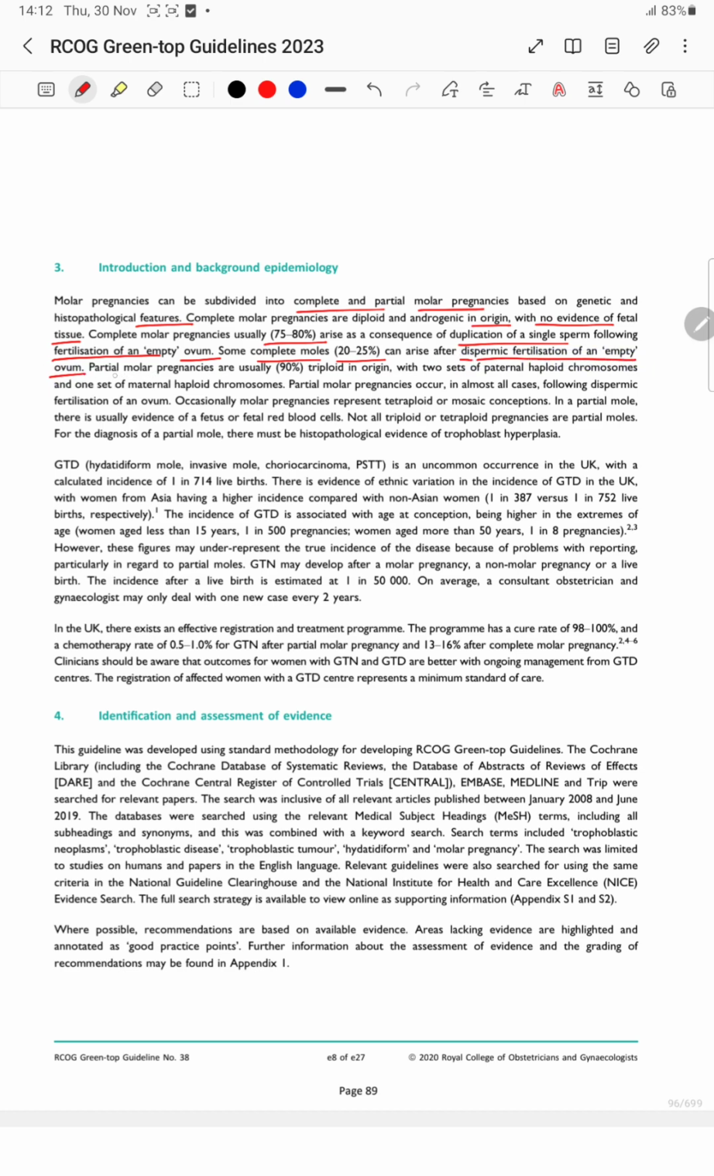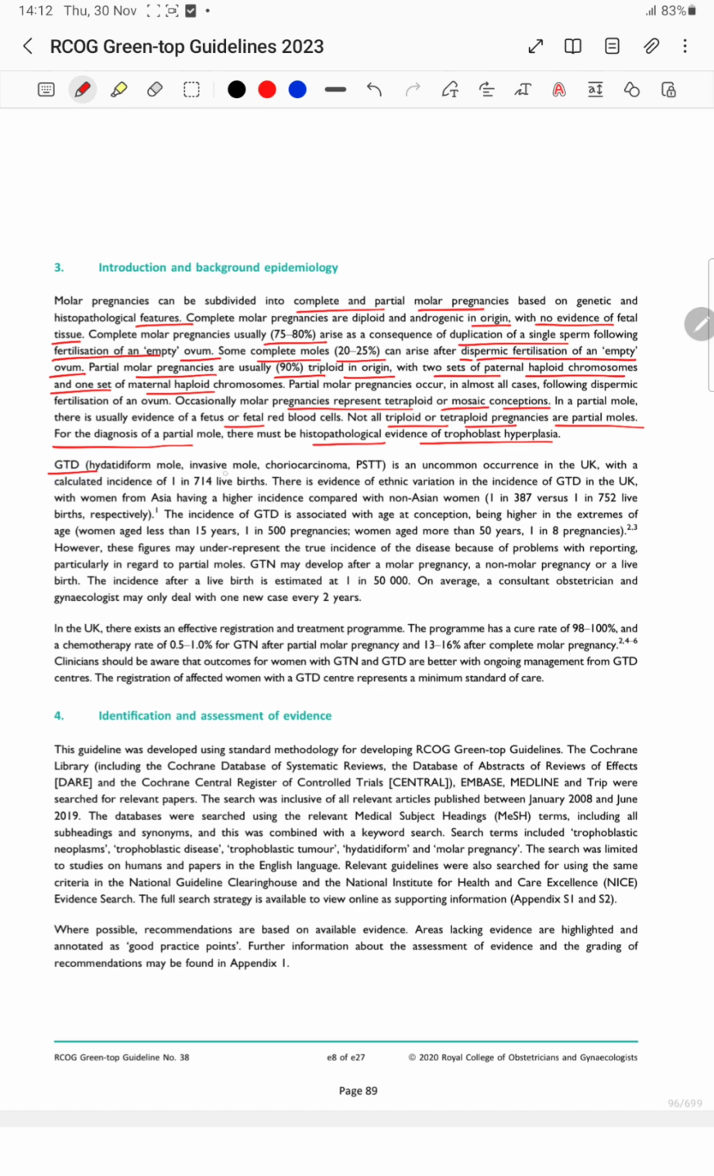Partial molar pregnancies are usually diploid in origin, 90%, with two sets of paternal haploid chromosomes and one set of maternal haploid chromosomes. Partial molar pregnancies occur in almost all cases following dispermic fertilization of an ovum, and occasionally molar pregnancies represent tetraploid or mosaic conceptions. In a partial mole there is usually evidence of a fetus or fetal red blood cells, and not all triploid or tetraploid pregnancies are partial moles. For the diagnosis of a partial mole, there must be pathological evidence of trophoblastic hyperplasia.